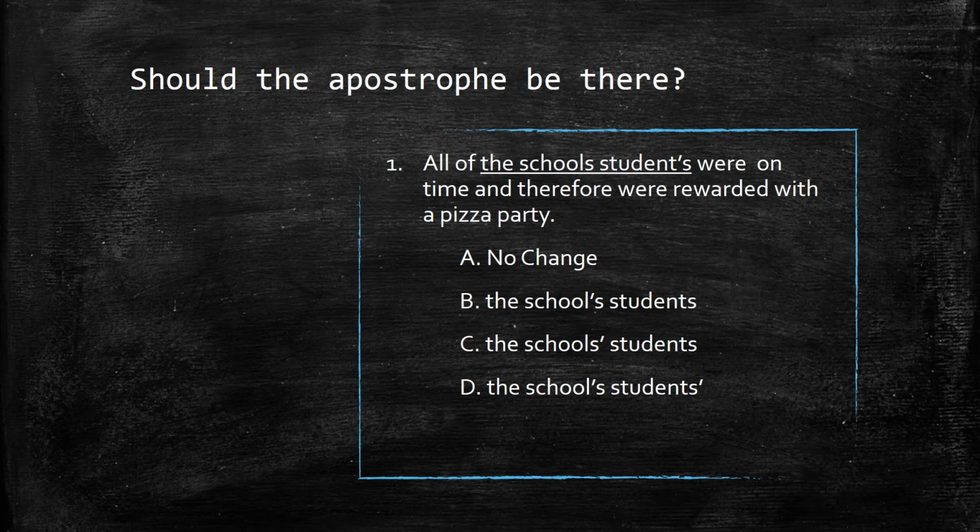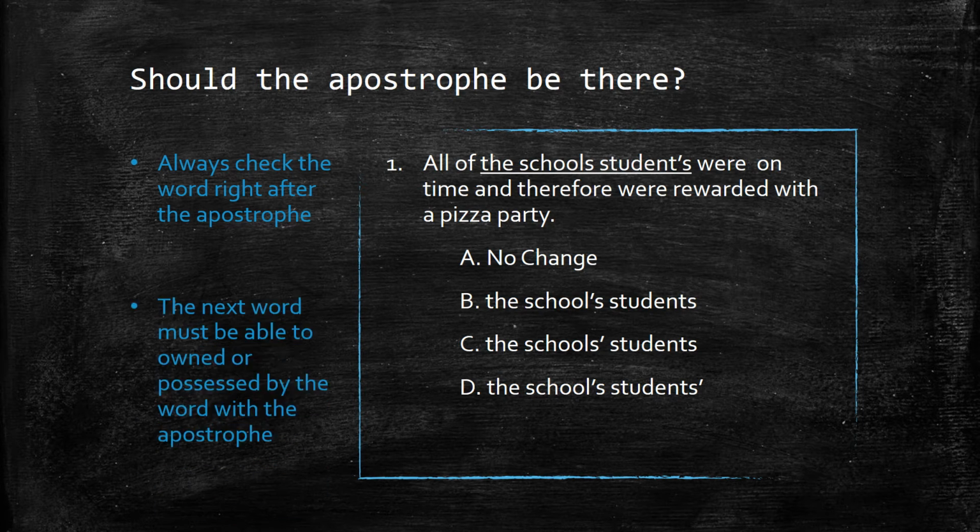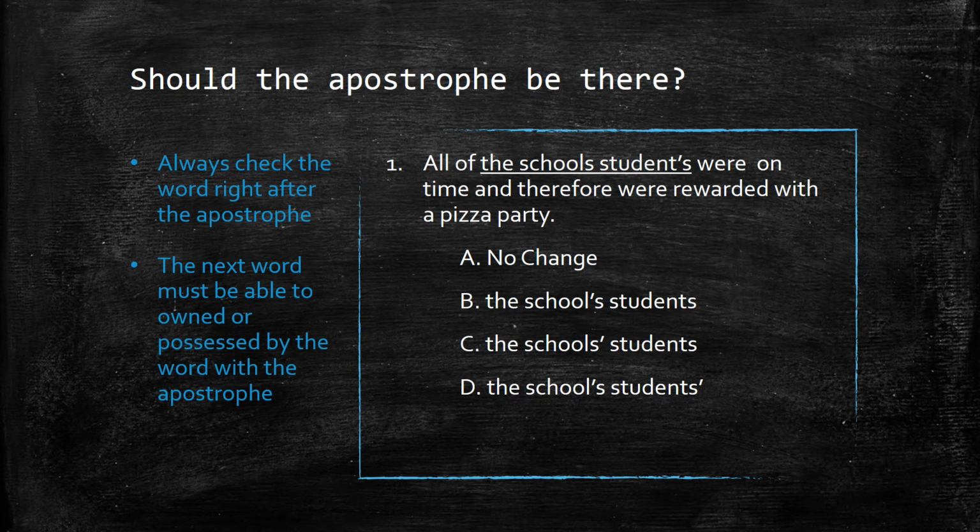And so the first thing that I need to do is check to see should the apostrophe be there or not. And to do that, always check the word right after the word that has the apostrophe. That word has to be something that can be owned or possessed or had by the word with the apostrophe. And so in this case, I have schools and students, and I ask myself, can schools have students? Well, sure enough, they can. So that tells me that I do need the apostrophe on the word schools, which in turn tells me that answer choice A is going to be no good.